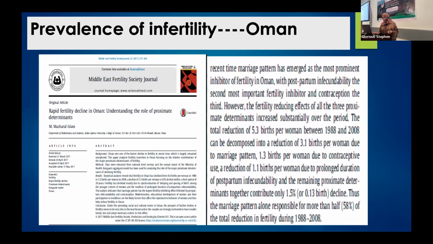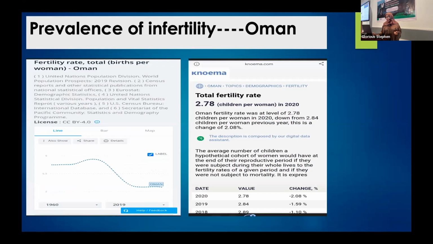This is not only in 2017, it continued after that. And unfortunately, this is the recent one, published in 2022. Now, the number of children per Omani woman is only 2.3 on average, okay? So everything in Oman is increasing, except the fertility rate, which is decreasing. As you can see here, Oman's fertility rate is decreasing with time.